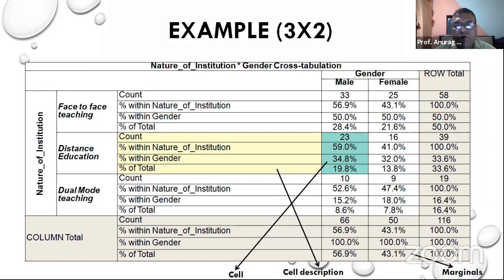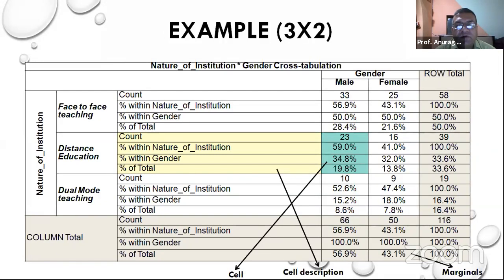The blue shaded portion is called a cell. That means it gives the count of male in the distance education institute, that is 23. This is called a cell.